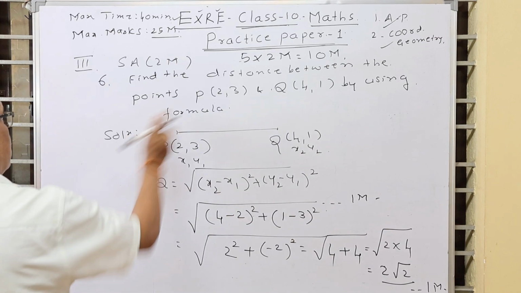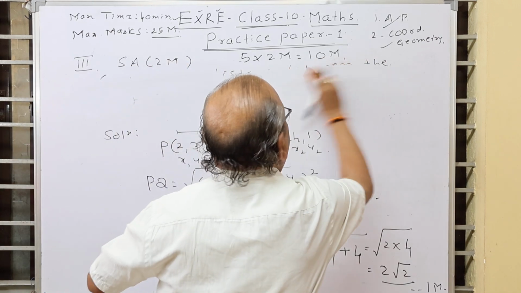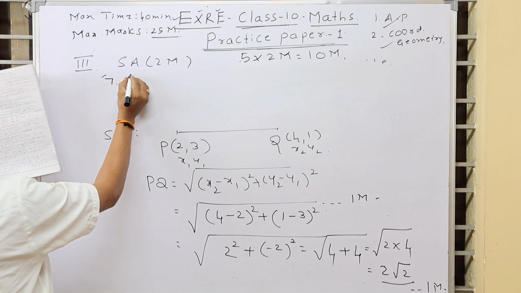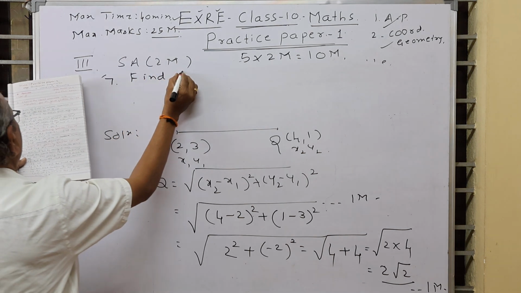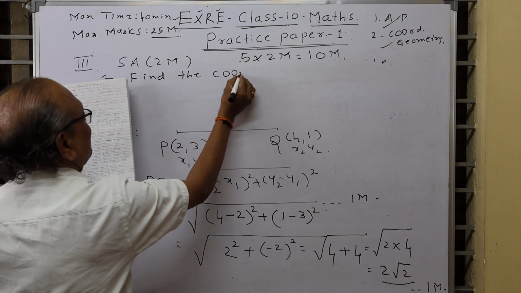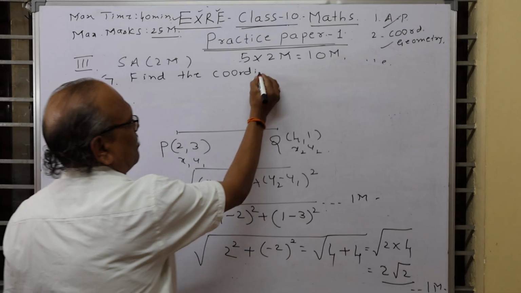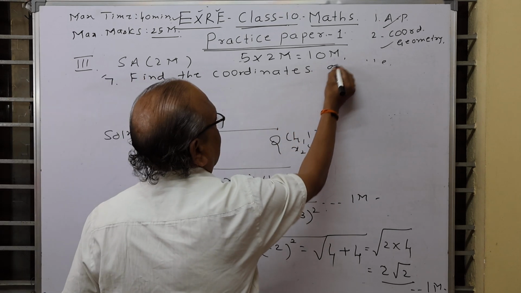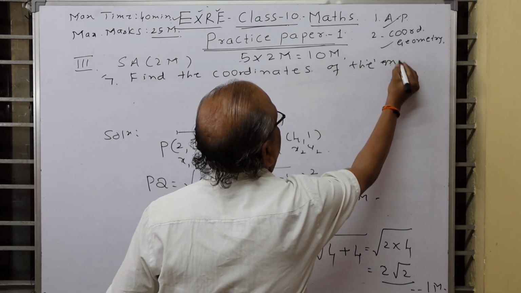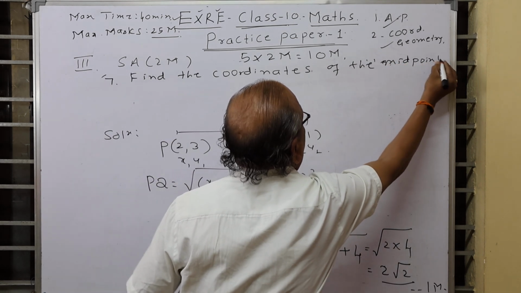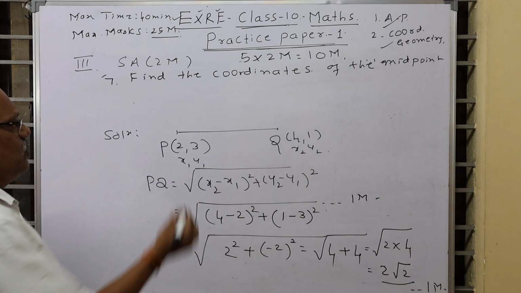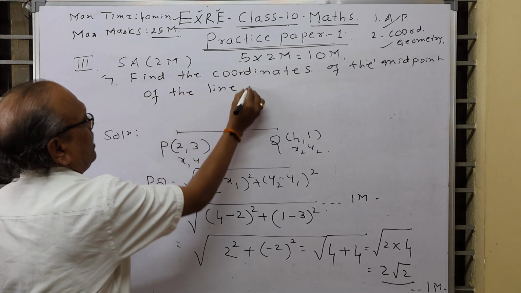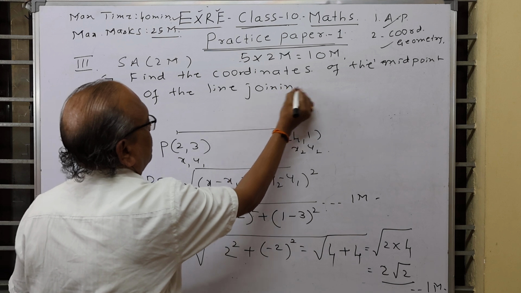The 7th question is another easy question on coordinate geometry. Find the coordinates of the midpoint. Midpoint formula, you remember? On that, this question. Note down the question, recall the problem while reading the question, and plan. Find the coordinates of the midpoint of the line joining the points.